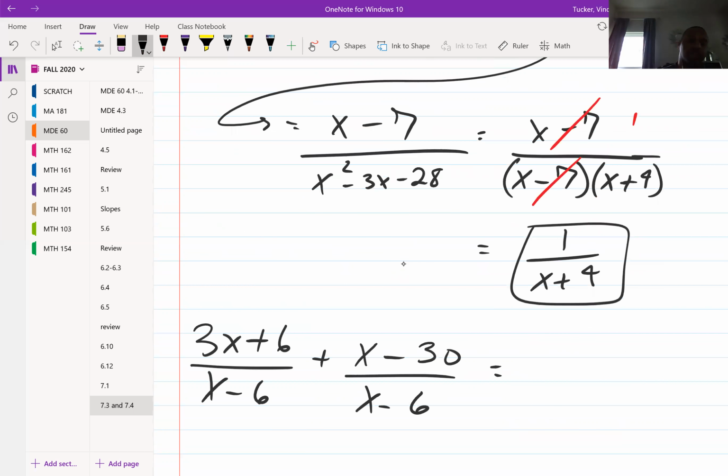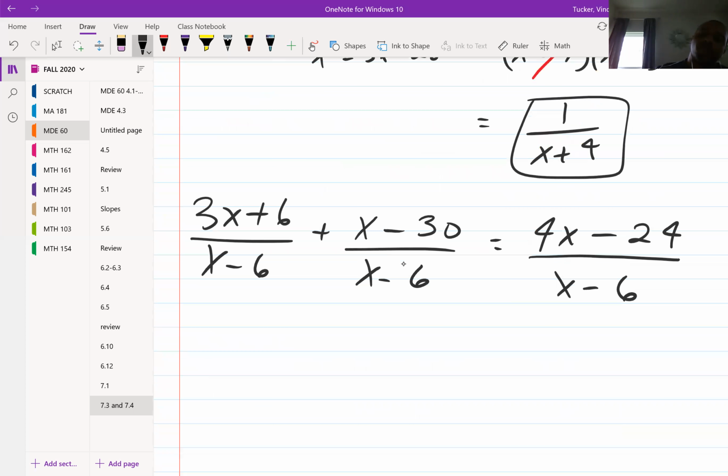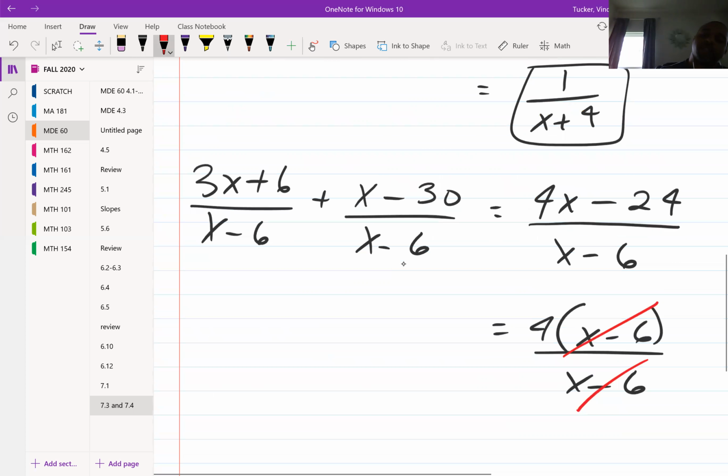All right, so 3x plus 6 over x minus 6 plus x minus 30 over x minus 6. Denominators are the same, so we can go ahead and combine the like terms. 3x plus x is 4x. 6 and negative 30 is negative 24. Factor the 4 out of the numerator. You're left with x minus 6. X minus 6 over x minus 6 will cancel, leaving you with 4 over 1, which is just 4.